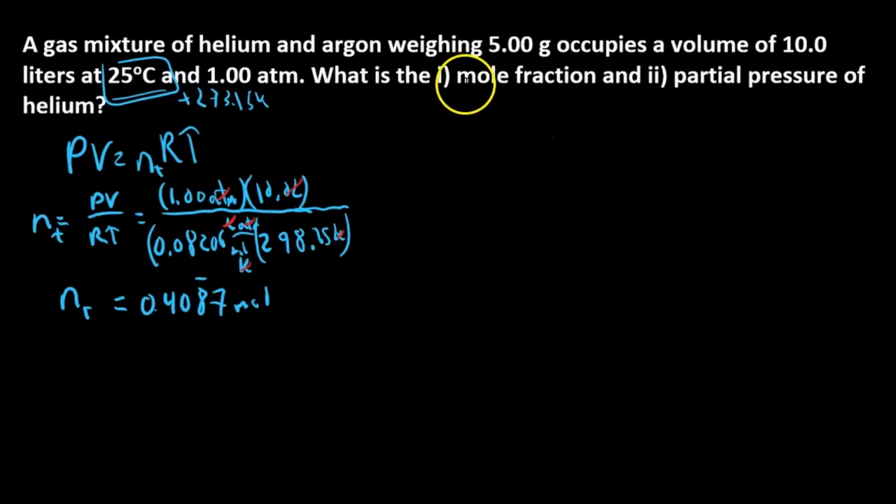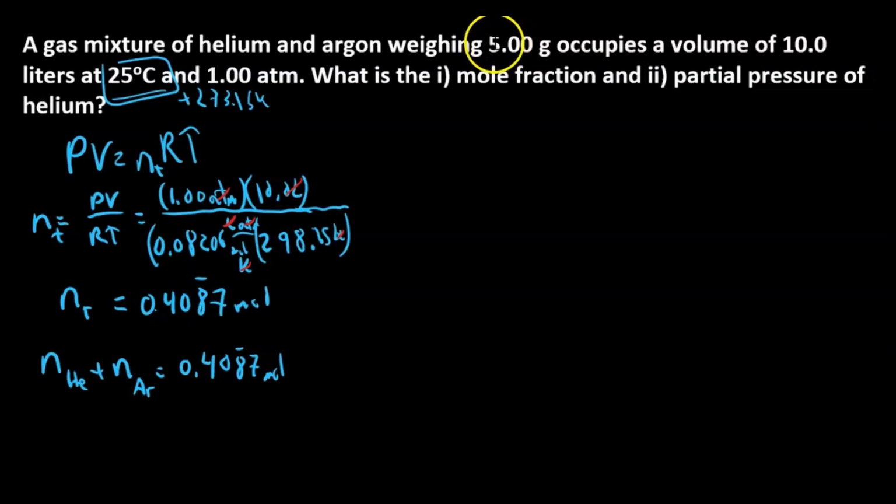Now, we need to know how many moles there are of helium. So how can we do that? Well, we know that this is the total moles. So we can say moles of helium plus moles of argon has to equal 0.4087 moles. That's the total moles. Add up the moles of each gas. This is how many moles there are. But this is one equation, and we have 2 unknowns. So we need another variable here.